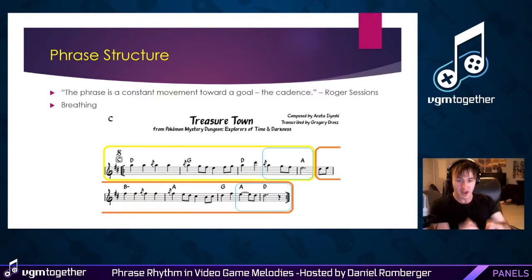Ba ba ba ba ba ba ba ba ba. It's in the Mario victory theme. Ba ba ba ba ba ba ba bum ba ba ba ba ba ba ba bum ba ba ba ba ba ba ba ba ba ba.